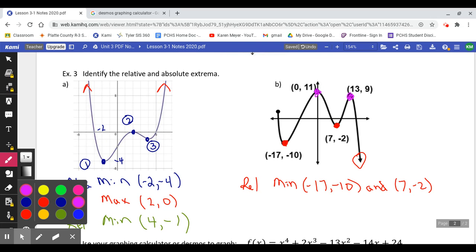And there's no portion of the line that goes on forever and ever, so that means one of them is going to be absolute. So which one goes up the highest? Well, hopefully everybody says the absolute max would be at 0, 11, because that one goes up 11 where the other one only goes up 9. And therefore my relative max is the other hump, which is 13, 9.